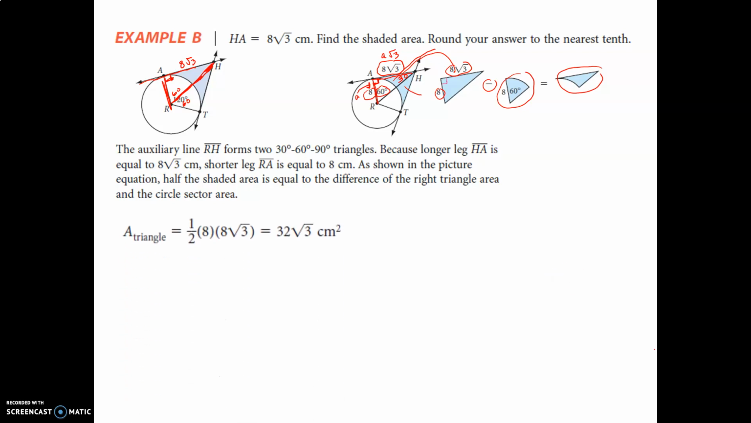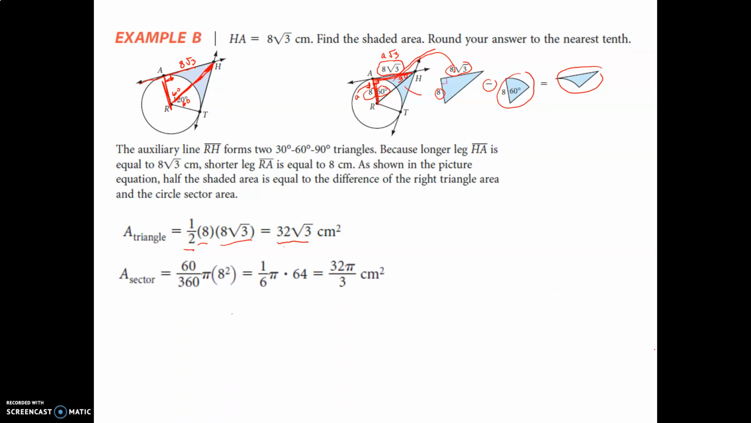Okay, so they start. The area of the triangle is 1/2 times the base times the height. Bases and heights meet at 90-degree angles. So they would be 8 and 8 square root of 3. So half of 8 is 4. 4 times 8 is 32. So 32 square root of 3 is the area of the whole triangle.